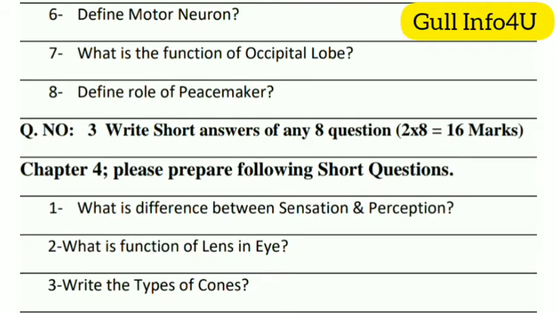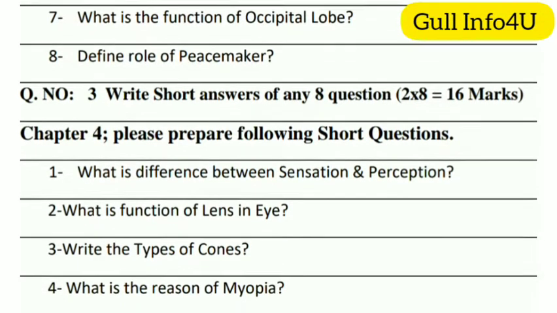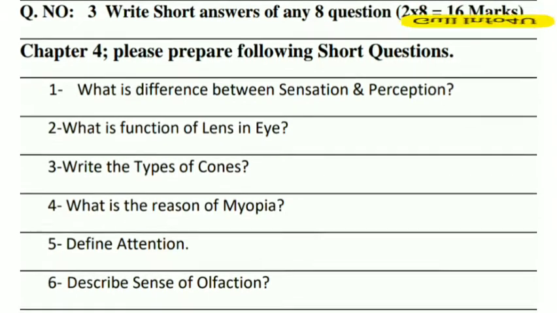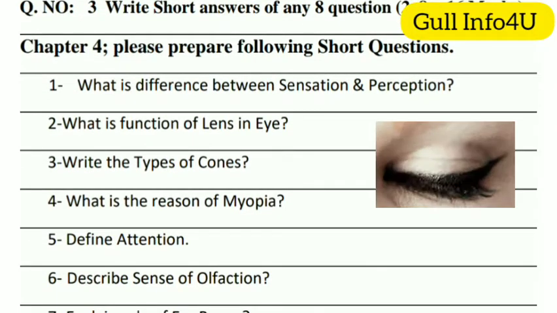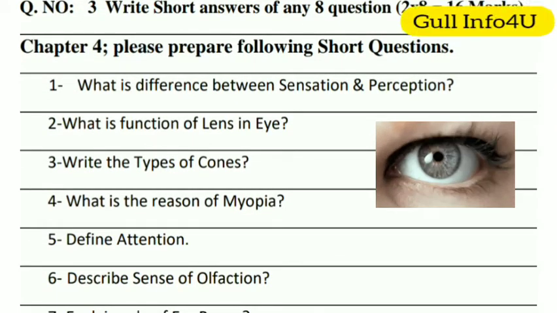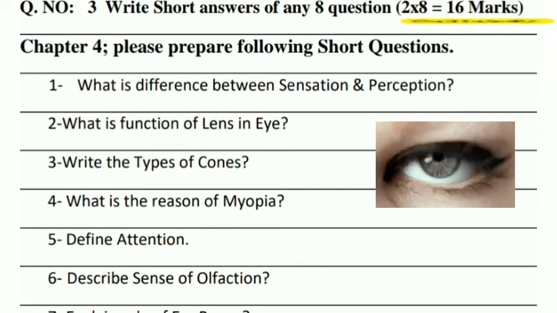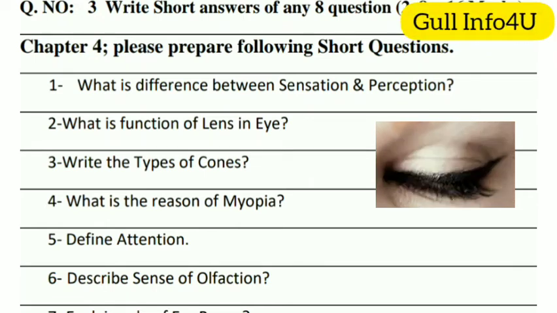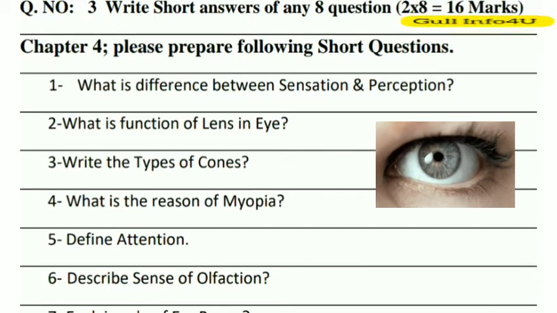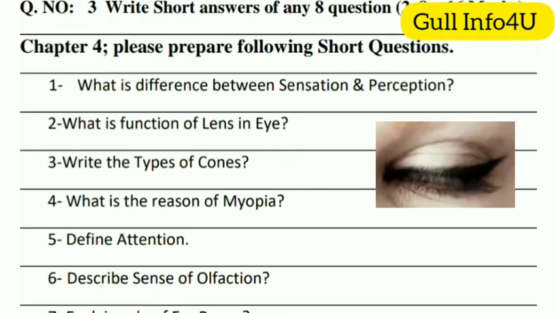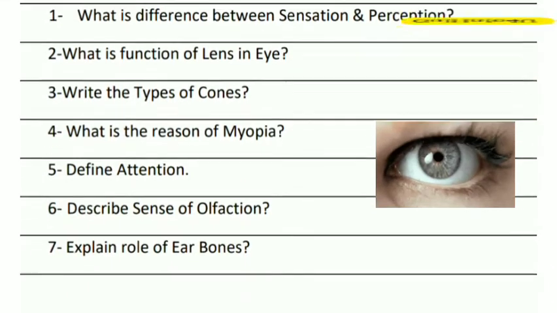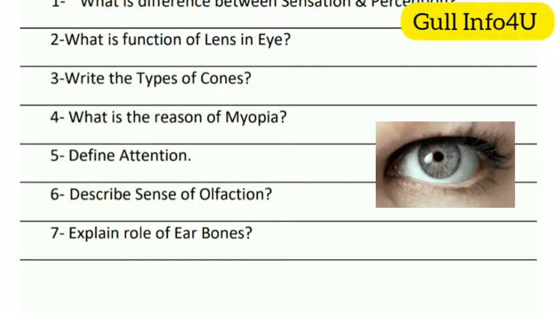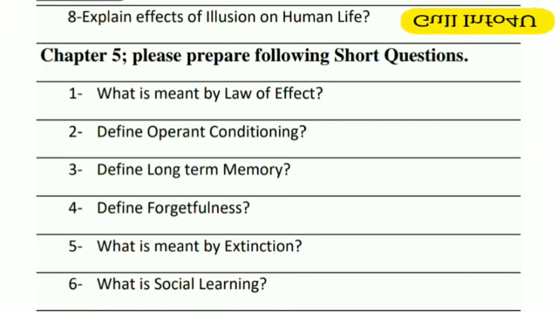Here question 2 will end, and then starts question 3. Write short answers of any 8 questions for the 16 marks, starting from chapter 4. Following questions you have to prepare. 1, what is the difference between sensation and perception? 2, what is the function of the lens in the eye? 3, write the types of cones. 4, what is the reason of myopia? 5, define attention. 6, describe the sense of olfaction. 7, explain the role of ear bones. And 8, explain the effects of illusion on human life.